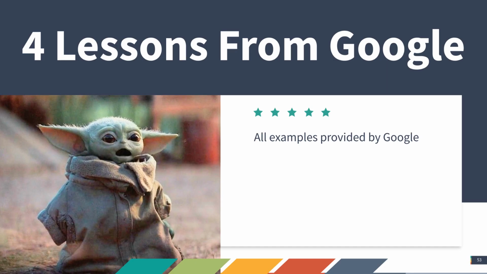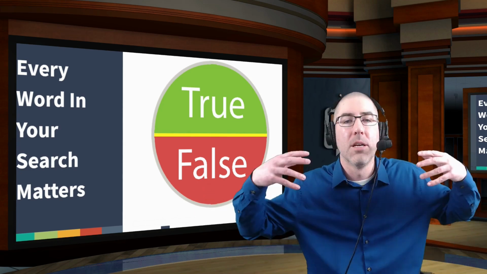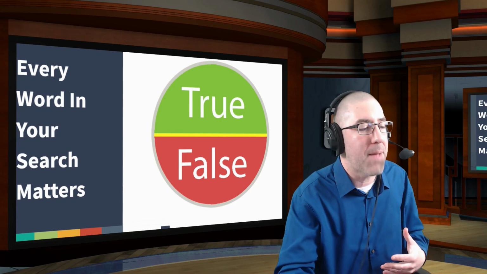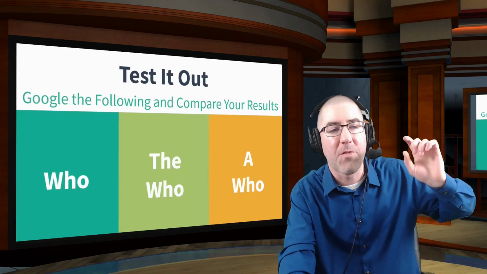And then this is where we can have a lot of fun with the students, because these are 4 lessons that are right from Google, and these are really important for students to know because this is where they can become those real expert researchers. I like to set it up as a true or false. Poll the students, let them have some fun with this. So true or false, every word in your search matters. I give them an example and let them try it out. After they take a guess, true or false, let them try it out.